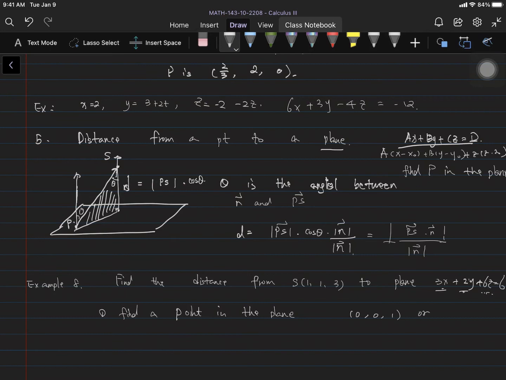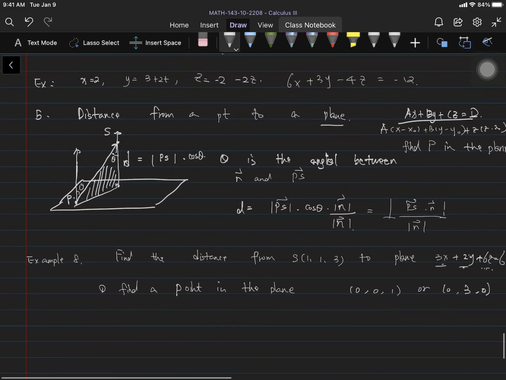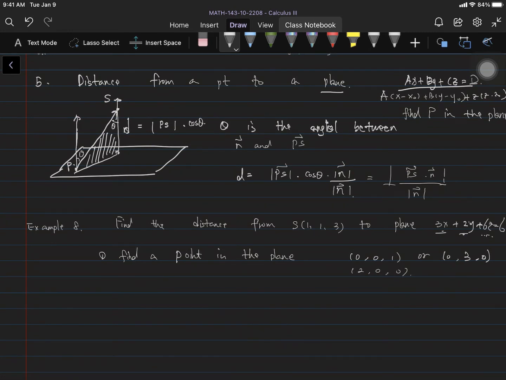Or you can make x and z equal 0 and solve for y, which is 3. This point is also on the plane, because they all satisfy the plane equation. We can find a lot of points on the plane, so we just want to find the easiest one. You can pick any point you like. If we make y and z equal 0, it should be 2, 0, 0 on the plane. For the point P, you can use any one. Here, for example, I use P as 0, 0, 1.